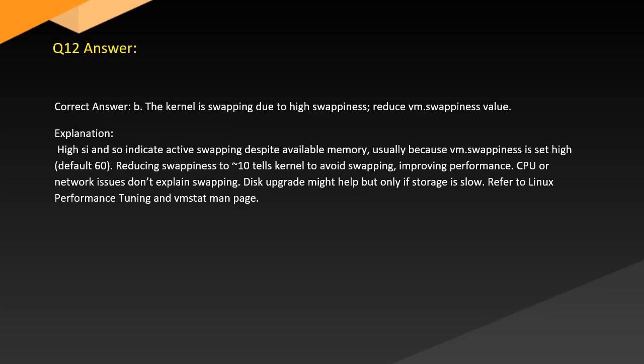Answer. Correct answer: B. The kernel is swapping due to high swappiness. Reduce the vm.swappiness value. Explanation. High si and so indicate active swapping despite available memory, usually because vm.swappiness is set high, default 60. Reducing swappiness to 10 tells the kernel to avoid swapping, improving performance. CPU or network issues don't explain swapping. A disk upgrade might help, but only if storage is slow. Refer to Linux performance tuning and the vmstat man page.